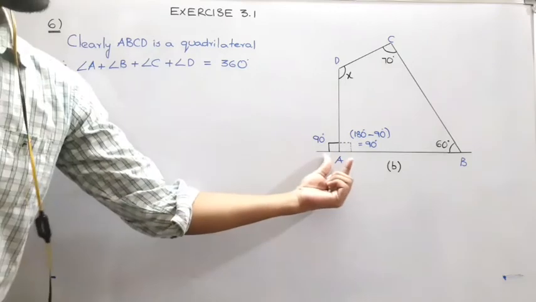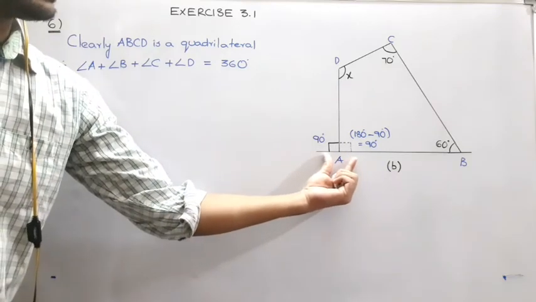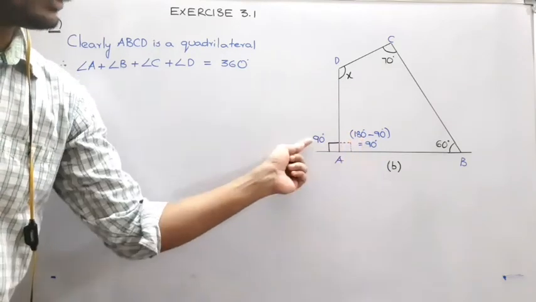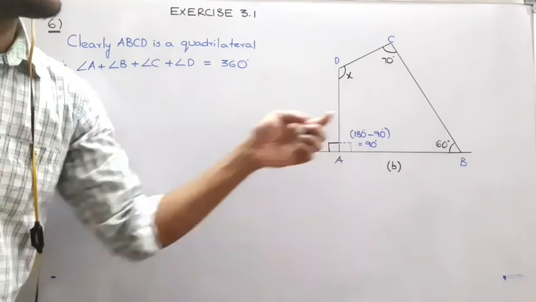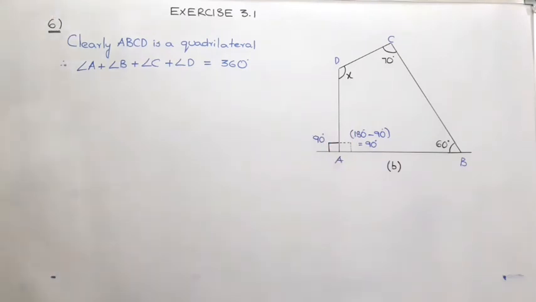As here the straight angle is going to be 180 degrees, we have already 90 degrees. So 180 minus 90, 90 degrees. We can take it as linear pair of angles also. Both ways it is correct.